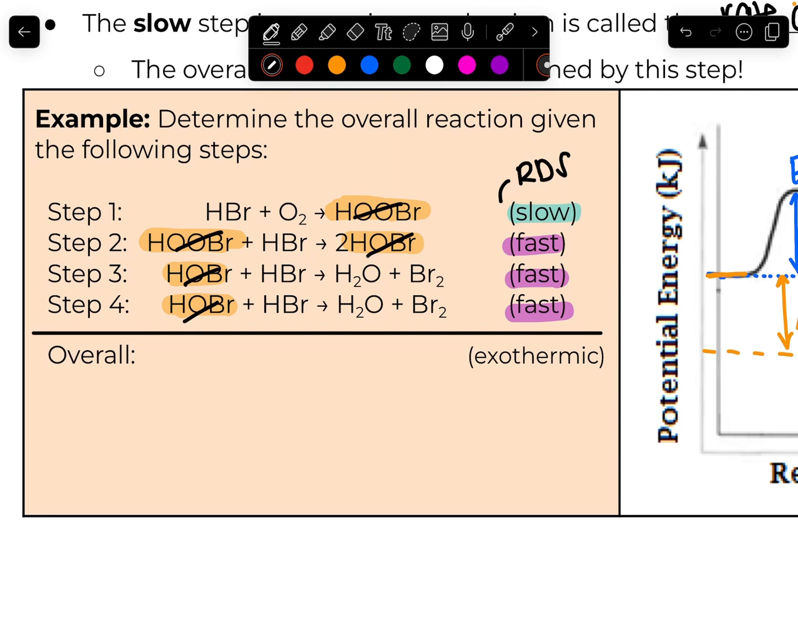So I can just start summing everything down. Steps 1, 2, 3, and 4 each feature HBr, so overall I have 4 HBr. I'm adding to it elementary oxygen from step 1, and then I'm producing 2 waters, one from step 3, one from step 4, and I'm producing 2 bromines. If you take a look at this, this is your overall balanced reaction equation. So that's all that this question wanted us to do.